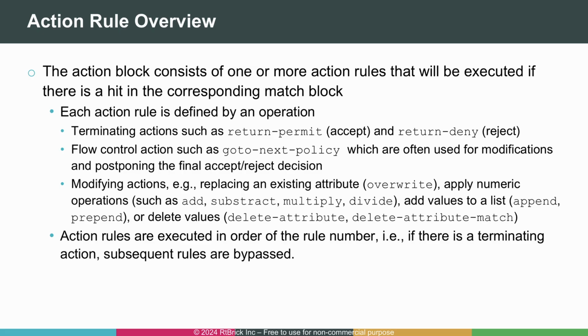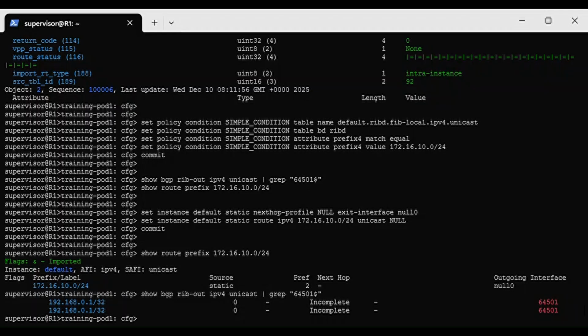This is where order matters. Unlike match rules, the sequence of action rules is important because a terminating action might stop the process before any modifications are made. It can also happen that attribute values are changed multiple times, which could lead to inconsistencies. In our previous examples, we already made use of terminating actions, because at the end of the day, this is what policies are primarily about, accepting or rejecting routes.